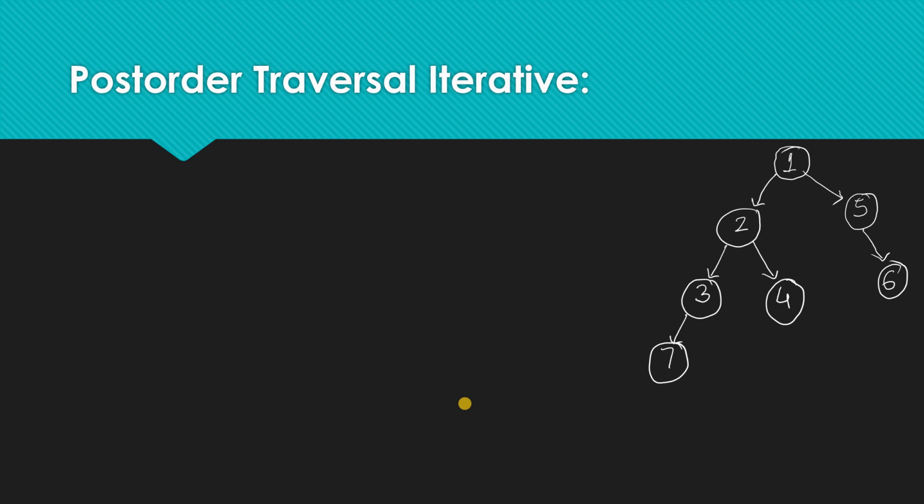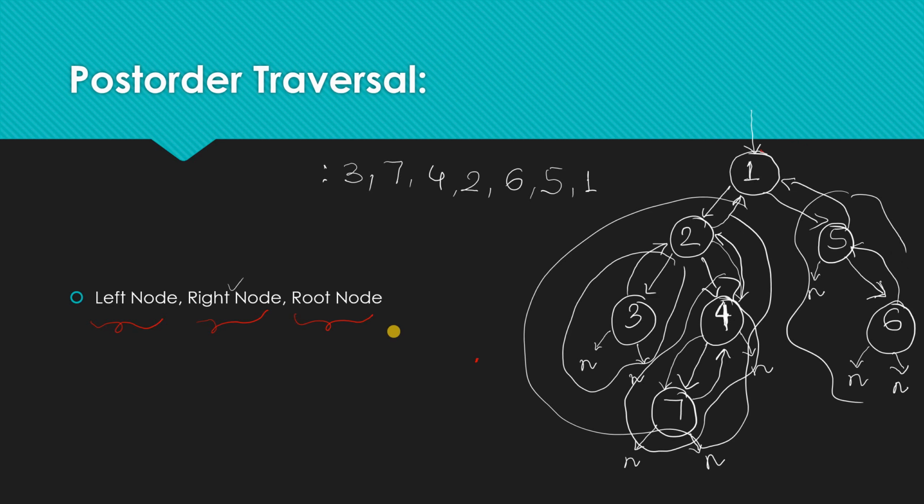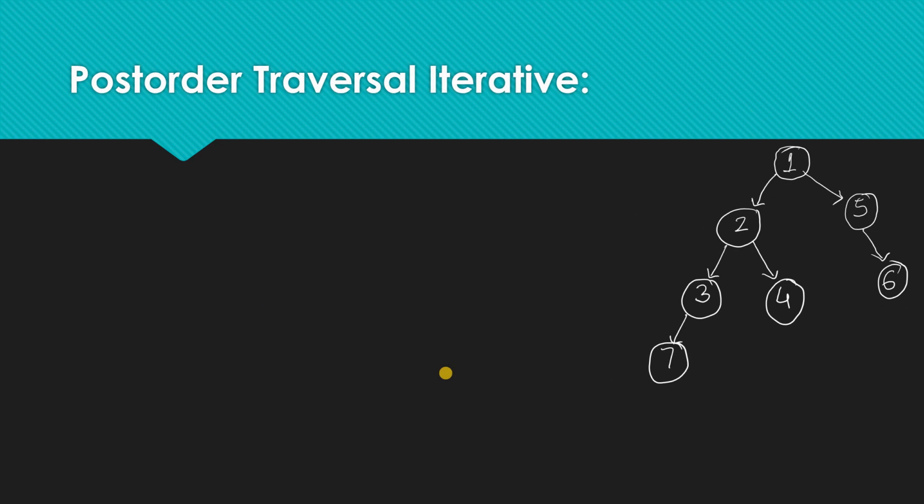Again, what was the post-order traversal in the previous case? 3 7 4 2 6 5 1. Let's write it here: 3 7 4 2 6 5 1. Now there is something very interesting in this sequence if you look closely. Let me write something here.